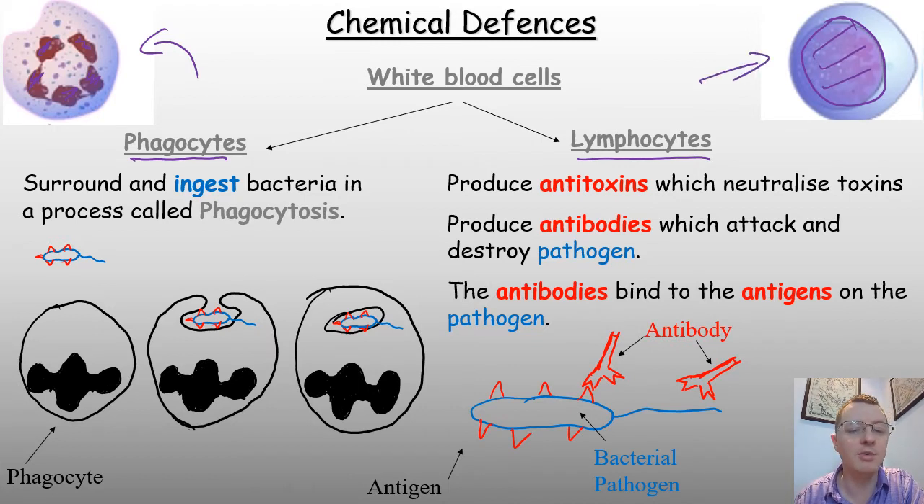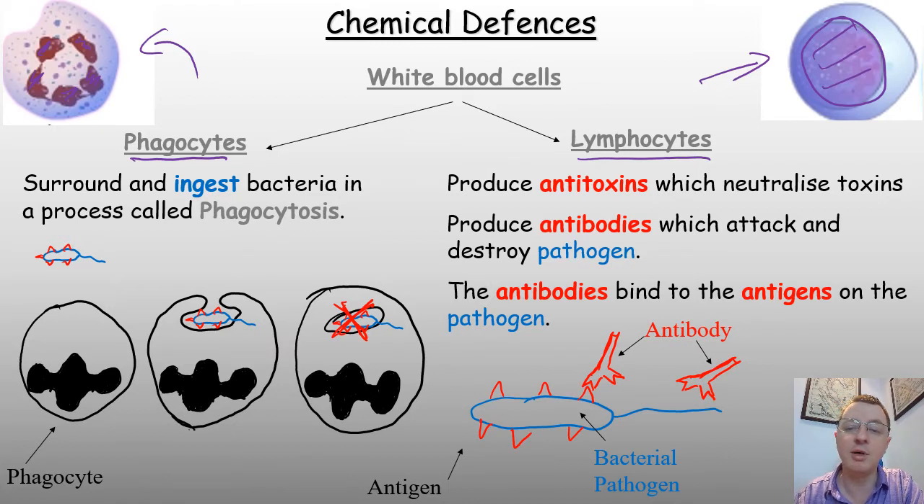How do phagocytes destroy and fight pathogens? Well, the phagocyte cell, when it recognises a foreign antigen, will move forward. Its cell membrane will begin to surround the pathogen, and eventually the phagocyte will ingest the pathogenic bacteria and release a number of enzymes which will digest the bacteria and destroy it. This is known as phagocytosis. For your exams, you merely have to say that phagocytes will surround and ingest bacteria in a process called phagocytosis.